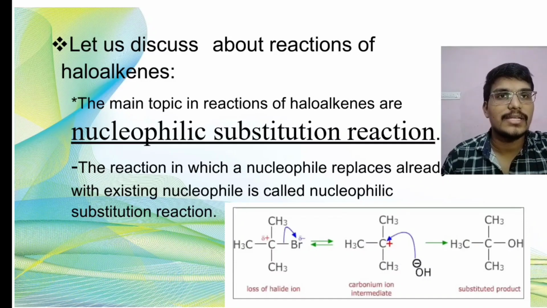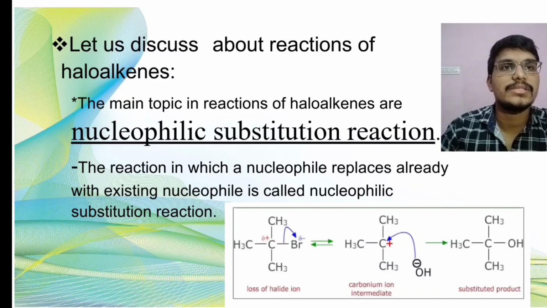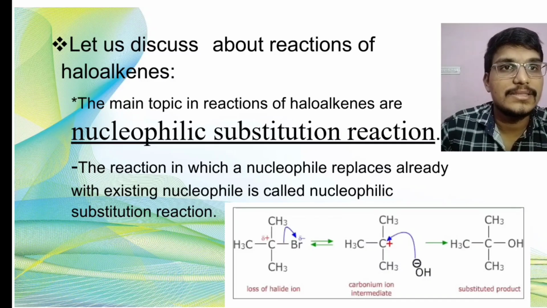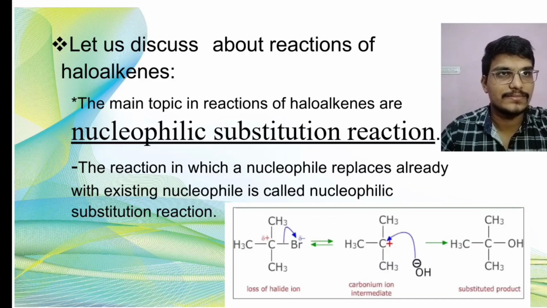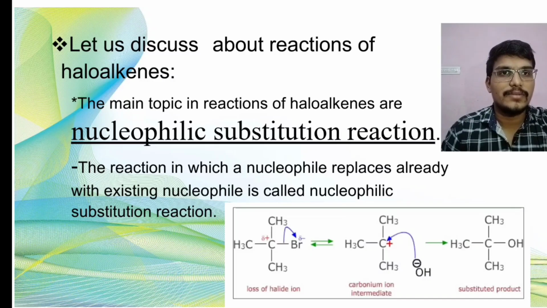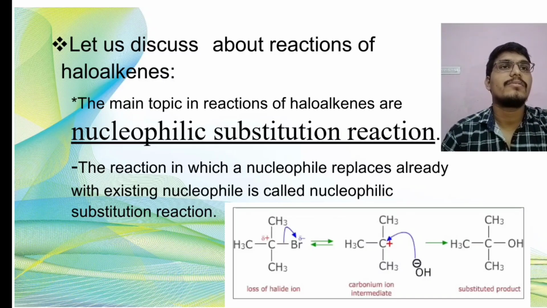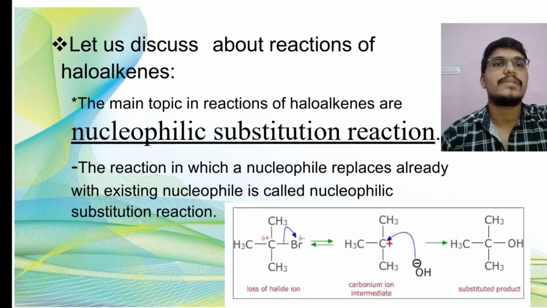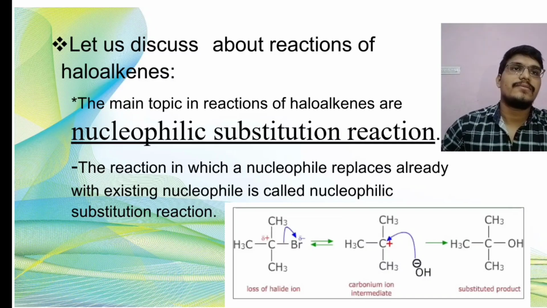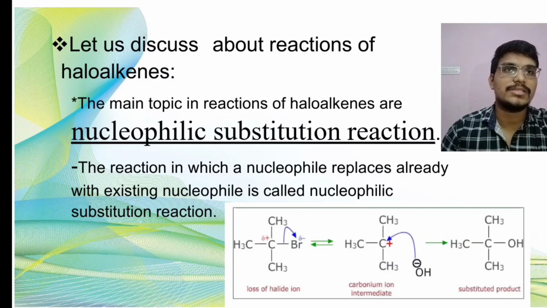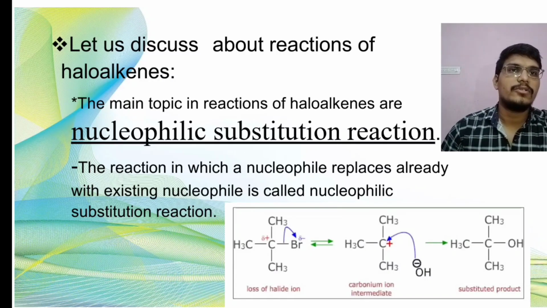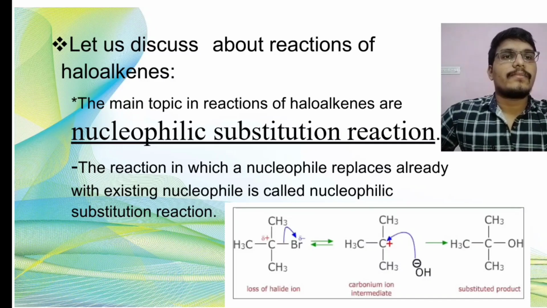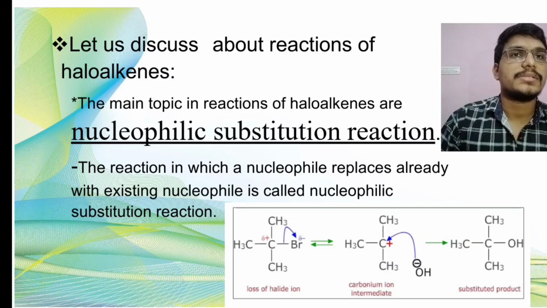The reaction in which a nucleophile replaces an already existing nucleophile is called a nucleophilic substitution reaction. In the equation, Br is a nucleophile, and it is replaced with another nucleophile, OH minus. Br goes out as a good leaving group and forms a carbocation intermediate. Since there is a plus charge, the negative charge will attack the carbocation. So the other nucleophile OH attacks, and the product is formed. This is a nucleophilic substitution reaction.